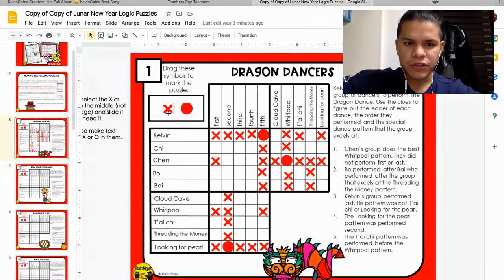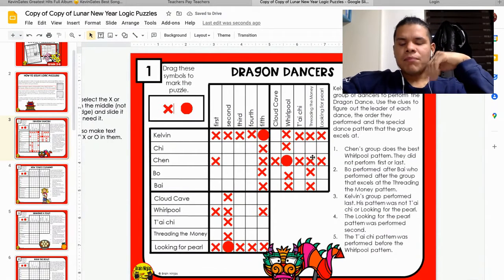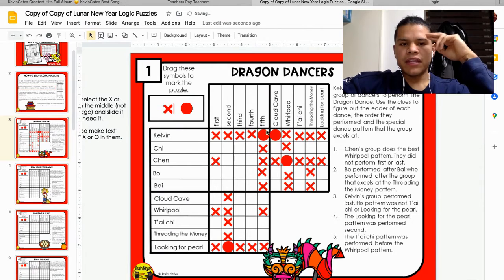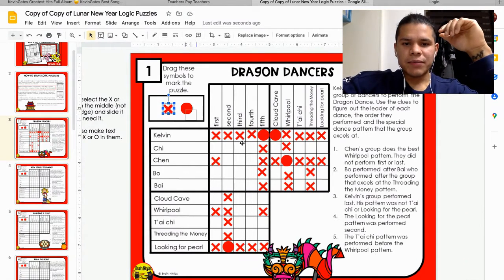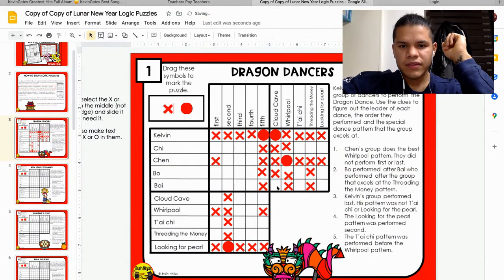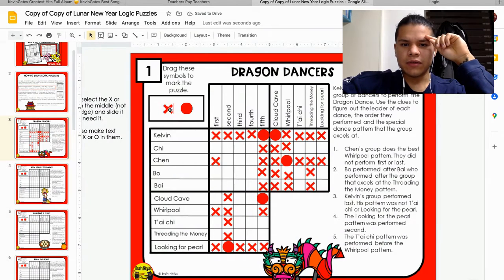Something can't go after last. So I'm going to get rid of that. That makes that false, and the dot can then go to Cloud Cave. So I know that Kelvin did Cloud Cave. Isn't that exciting? Now let me cross out everything else that's going vertically. And because we know that Kelvin was Cloud Cave here, we now know that Cloud Cave was fifth over here as well. So let's bring our dot there and draw our X's to everything else that is false.